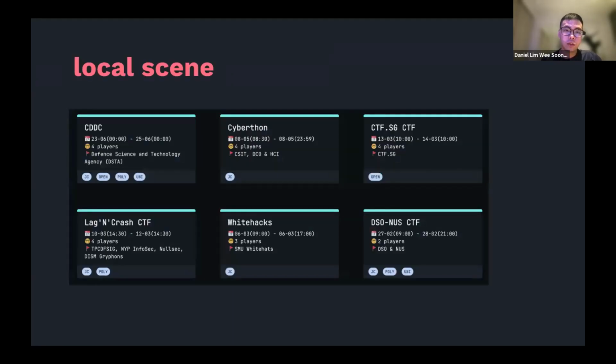Okay, so with that said, now let me share more about the local scene of CTFs. Compared to maybe 4 or 5 years back, the local CTF scene has grown a lot in the past few years. And just last year, there have already been CTFs by DSTA, CSIT, DSO, some polys, SMU, and also one more by GovTech, which was December last year. I think a lot of us might have participated in all these events. So quite a lot. Looks like all the agencies are very hyped about organizing CTFs. I think it's as common as hackathons now, it seems.